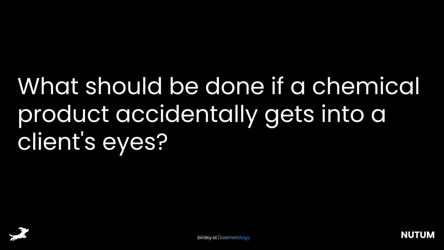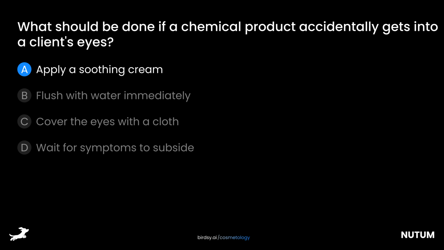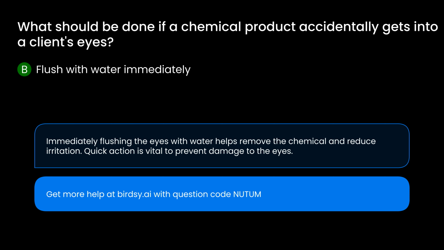What should be done if a chemical product accidentally gets into a client's eyes? Is it A, apply a soothing cream, B, flush with water immediately, C, cover the eyes with a cloth, or D, wait for symptoms to subside? The answer is B, flush with water immediately. Immediately flushing the eyes with water helps remove the chemical and reduce irritation. Quick action is vital to prevent damage to the eyes.